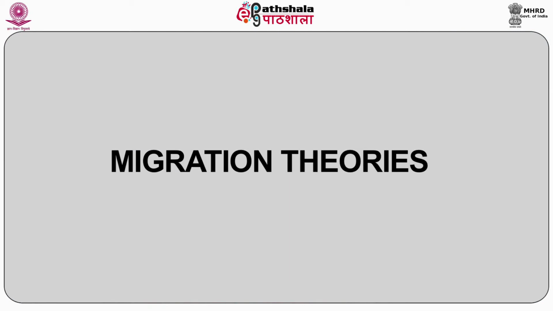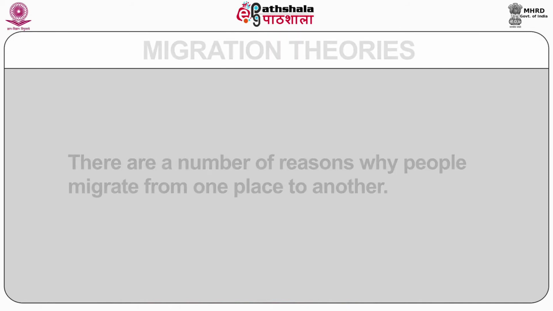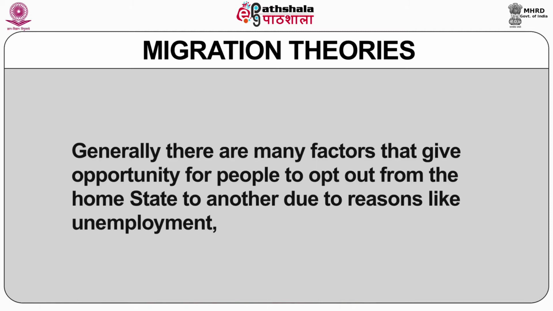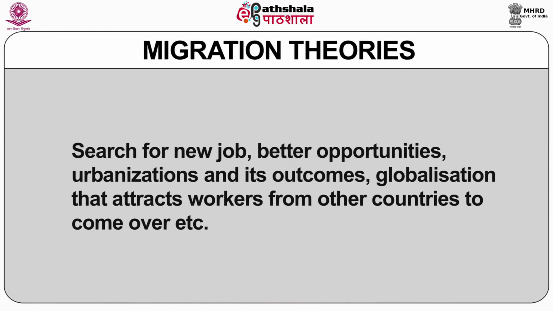Now let's have a look at various migration theories. So what are the migration theories? There are a number of reasons why people migrate from one place to another. Generally, there are many factors that give people the opportunity to opt out from the home state to another, due to reasons like unemployment, search for new jobs, better opportunities, urbanization and its outcomes, globalization that attracts workers from other countries to come over, etc.